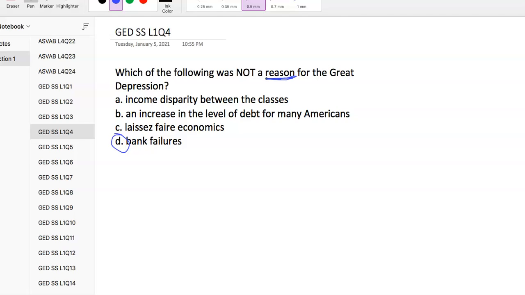And then also income disparity between the classes was big, and an increase in the level of debt for many Americans throughout the Roaring Twenties. All those things led to the Great Depression.